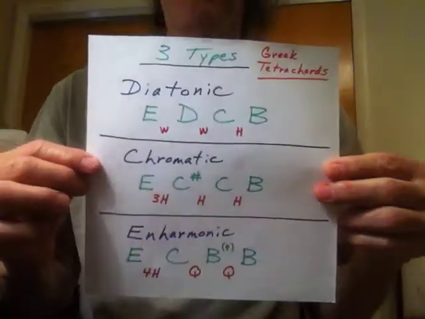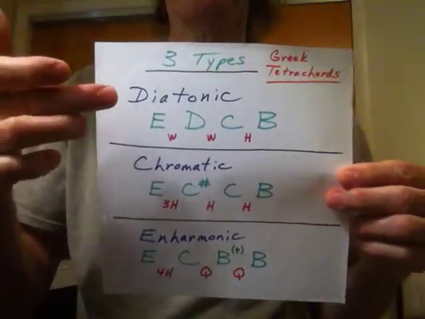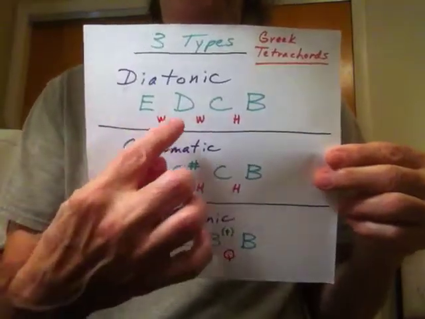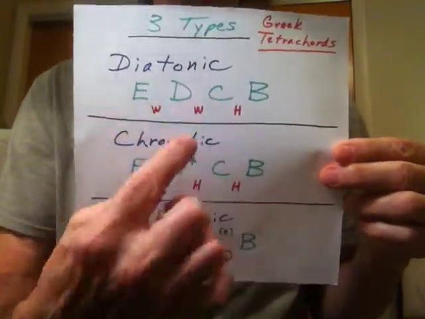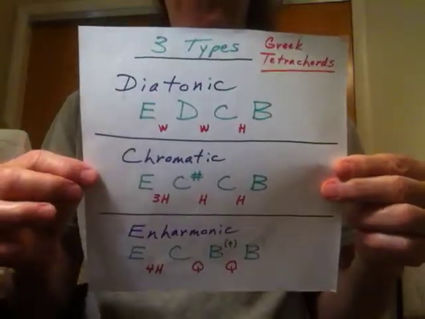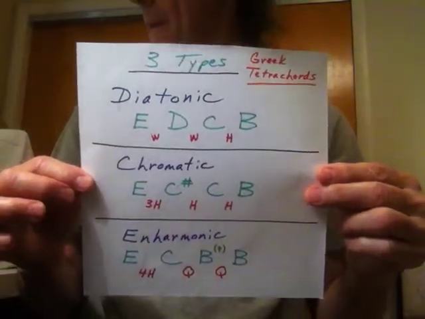Anyway, the point is, they basically got their names for their tetrachords from the resultant intervals that were created between the tones of the tetrachord. All right, so I think that should be clear.